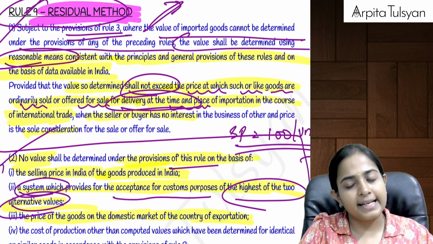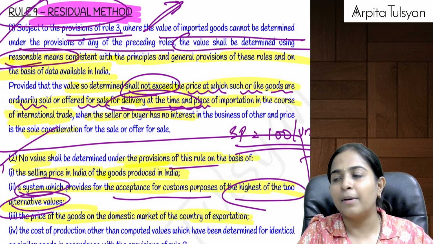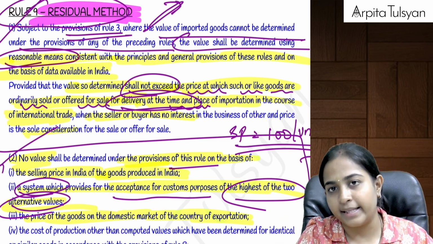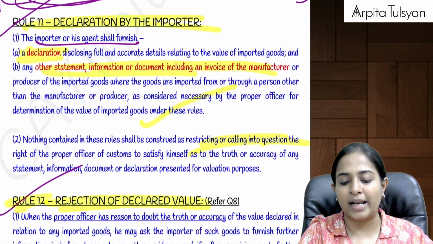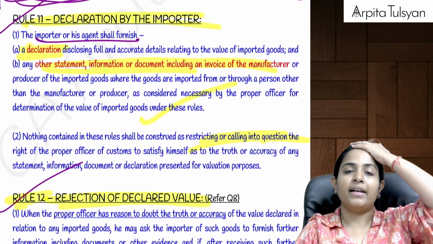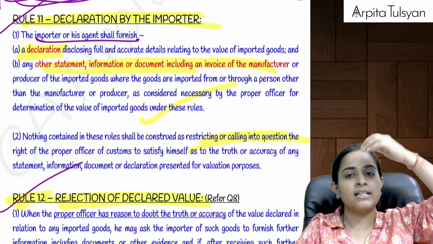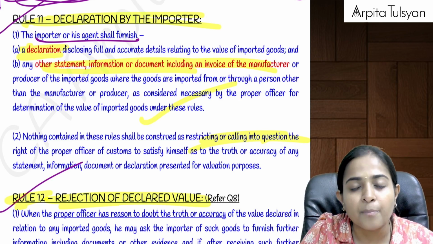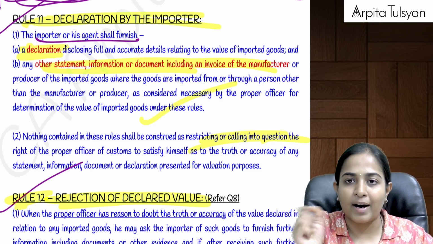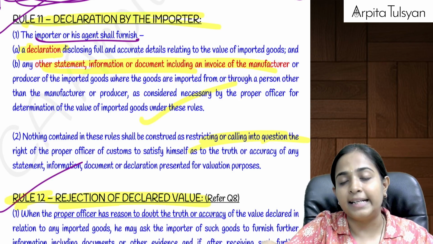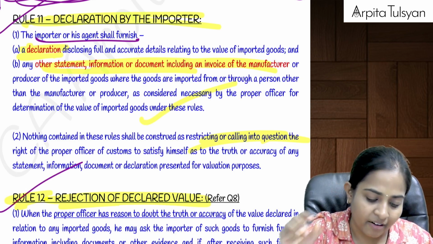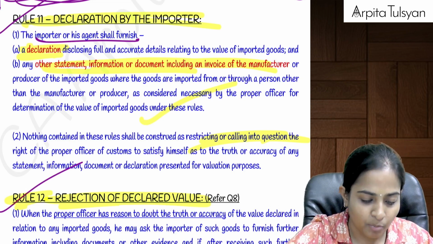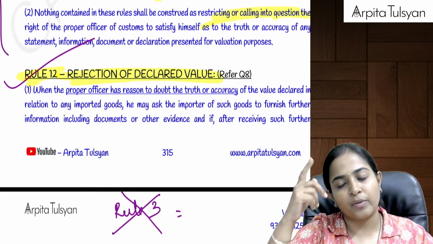Then rule number 9 is a residual method. If you are not able to get any value up to rule number 8, then as per reasonable means you are required to calculate the value. Rule number 10 we have already completed. Rule number 11 talks about declaration by the importer: whenever the importer is importing the goods, he or his agent is required to submit a declaration in which the details of the imported goods, its value, etc. will be prescribed, and if the proper officer is not satisfied with it, he can ask for more and more information from you.